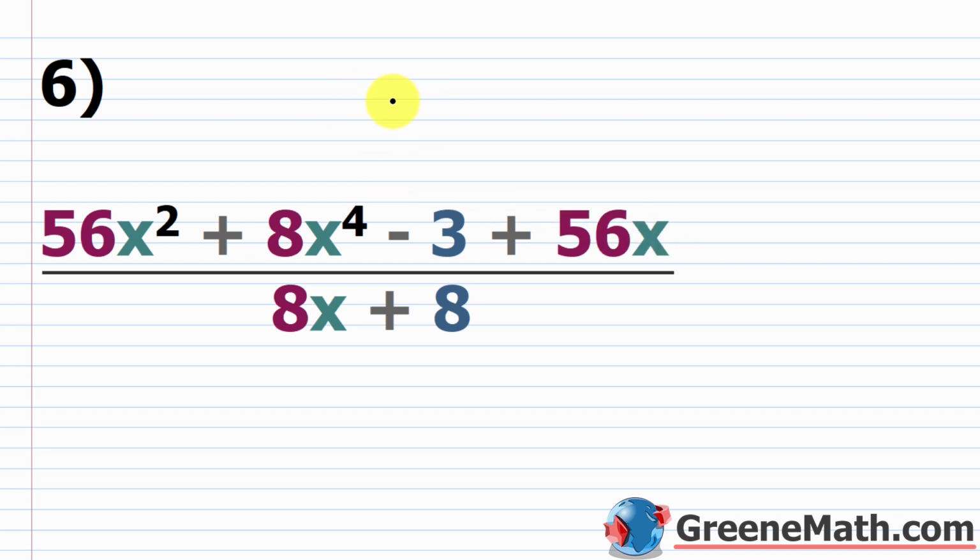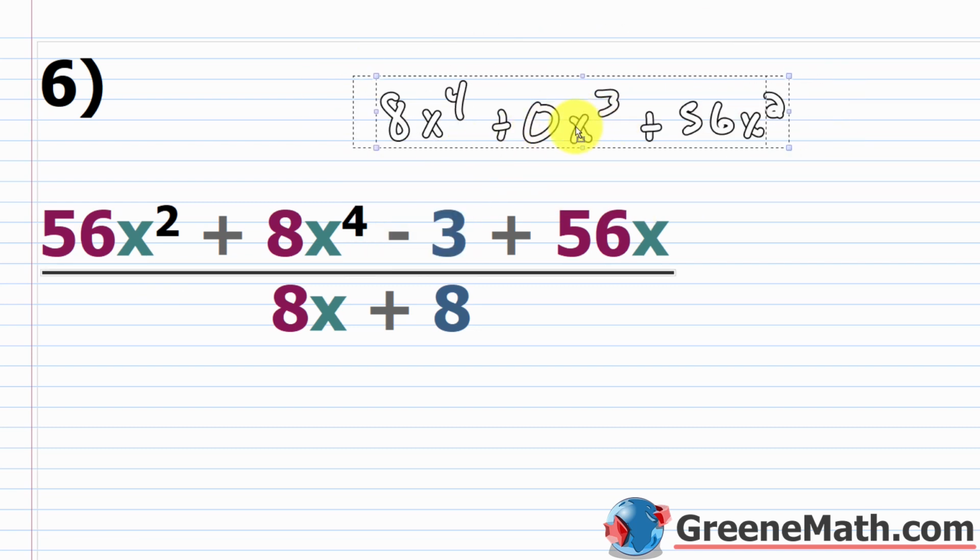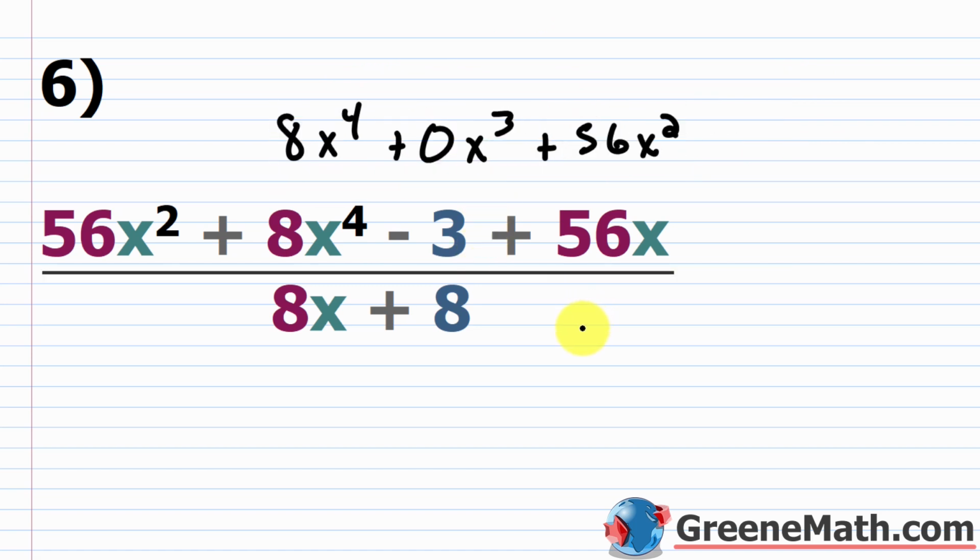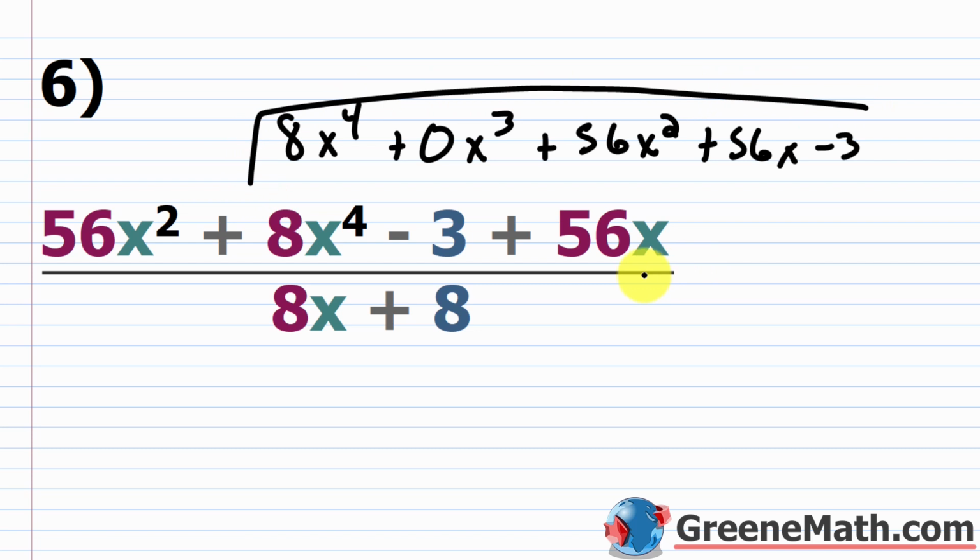So first, let me write this as 8x to the fourth power. And then I don't have an x cubed. So what do I want to do? I want to put 0 as the coefficient for x cubed. Again, I've got to have this for my polynomial long division process to work. So then plus, I'll have 56x squared. Let me scooch this down. I don't think it's all going to fit. So then we would have our plus 56x, and then lastly minus 3. So we'll have this guy like this, and then I'll have my 8x plus 8 over here.